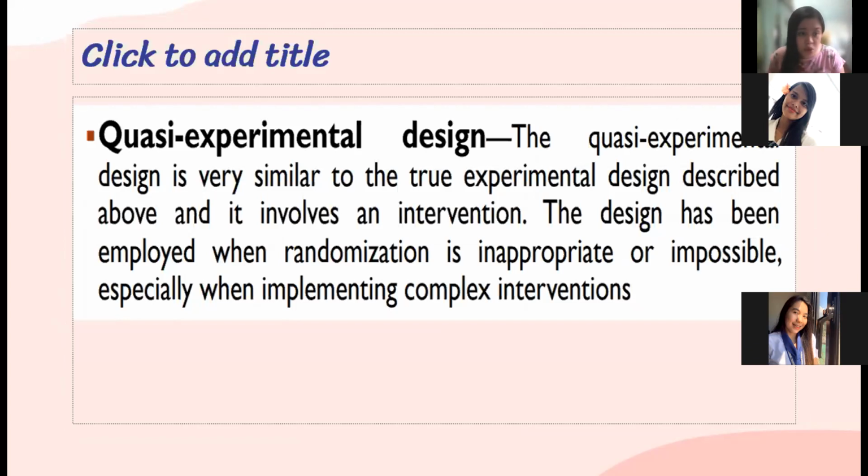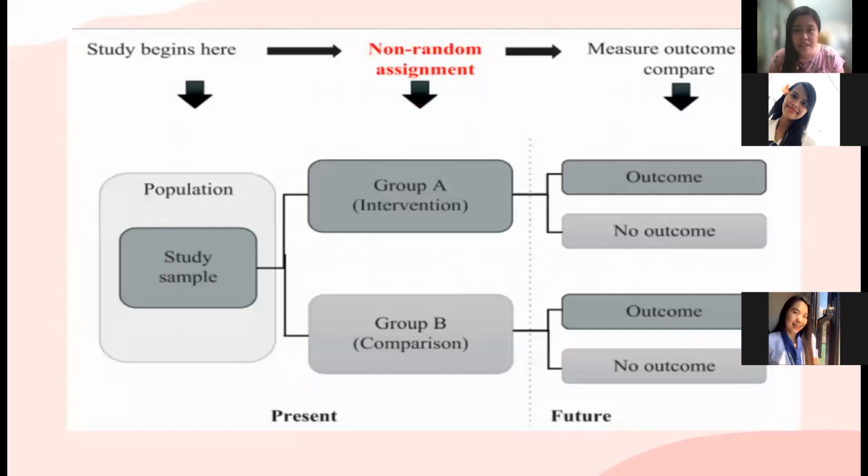quasi-experimental. If you look at the illustration, class, parehas lang. You have the sample, i-group na to sila, intervention and control, and then i-measure na to ang outcome. Pero what is missing here? There is non-random assignment.